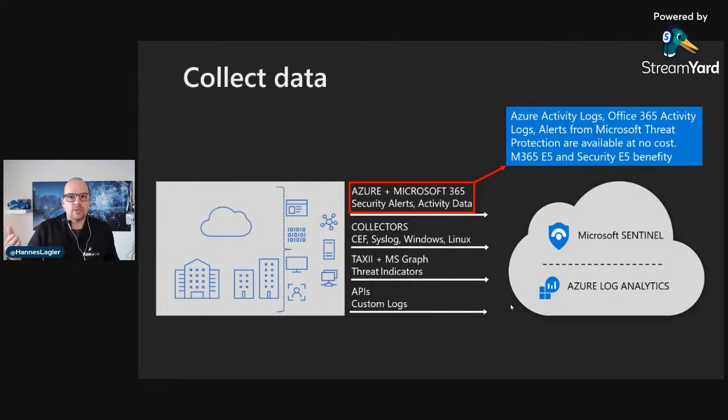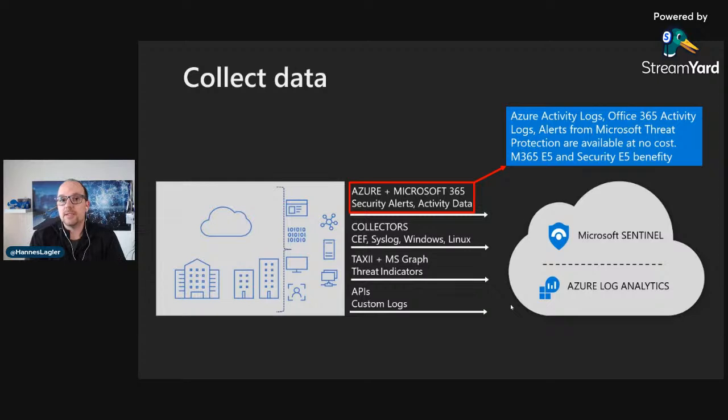I mentioned it before: when you have Microsoft Defender for Endpoint, for example, you have your alerts in the source system, and you transfer the alerts to Microsoft Sentinel without additional costs. When we go to the licensing perspective, you get a benefit when you license Microsoft 365 E5 and the Microsoft 365 E5 security add-on.